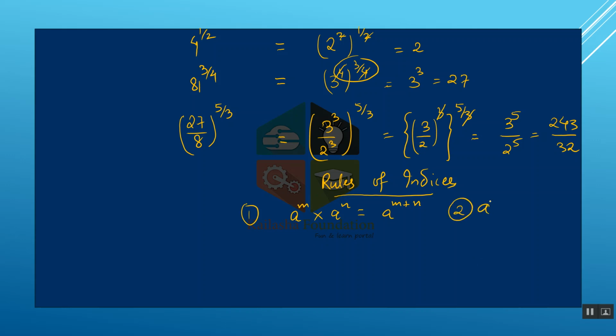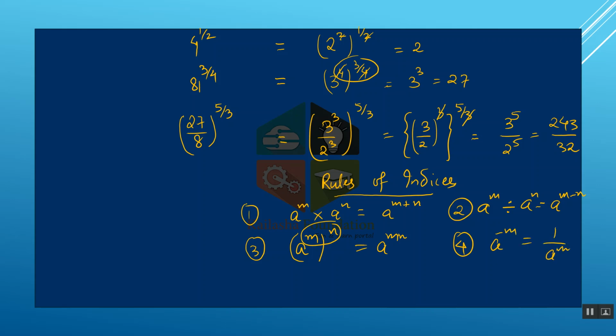Similarly, if the base is same and we are dividing, then powers are subtracted. Third one we just saw, a power m raised to the power n. These two will be multiplied, it will be a power mn. Fourth one I told you right now, a power minus m is 1 by a power m. Fifth one I also told you, a power 0 is 1 when a is not equal to 0.